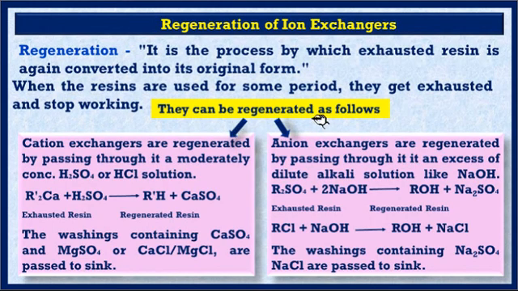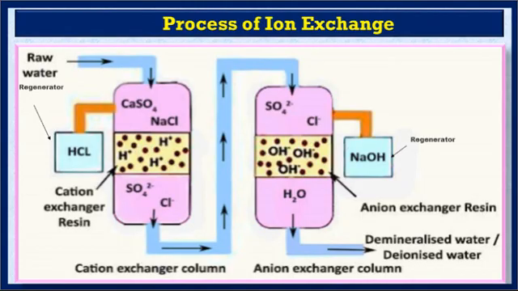So for the regeneration, cation exchange resins are regenerated by passing through them a moderately concentrated sulfuric acid or hydrochloric acid solution. Look again here. When the regeneration process is started, the supply of hard water is stopped from here, and now the hydrochloric acid or H2SO4 is passed through the cation exchange resin.